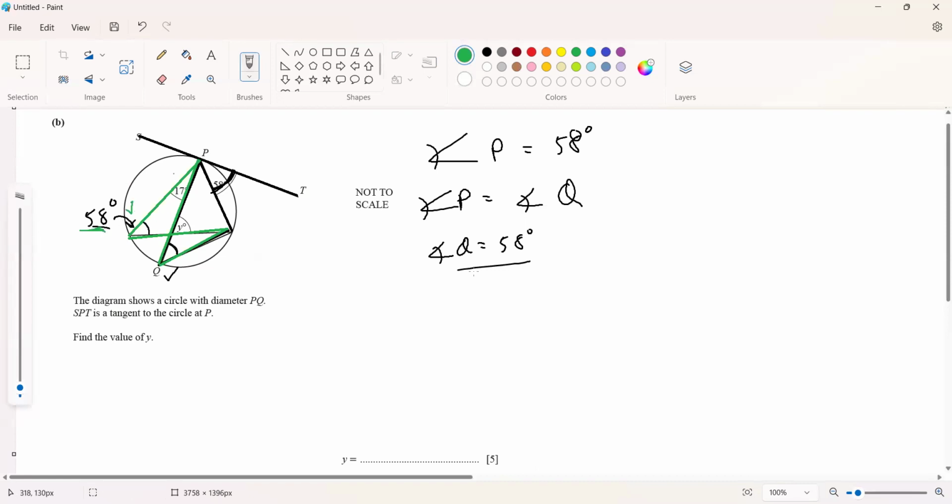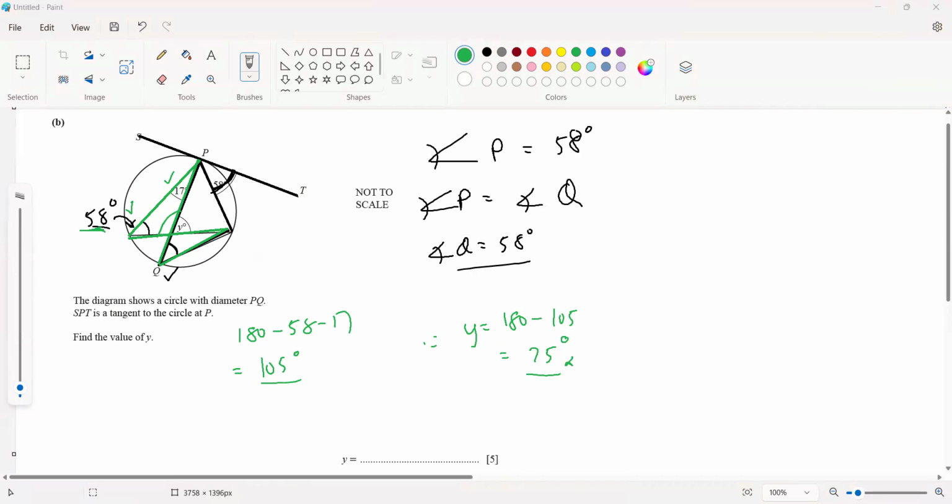So since we know this is 58, we know this is 17, we can find out what this angle here is. So 180 minus 58 minus 17 will give us 105 degrees. And then from there, we can calculate what our y is. So therefore, y equals 180 minus 105 degrees. So that would be 75 degrees.